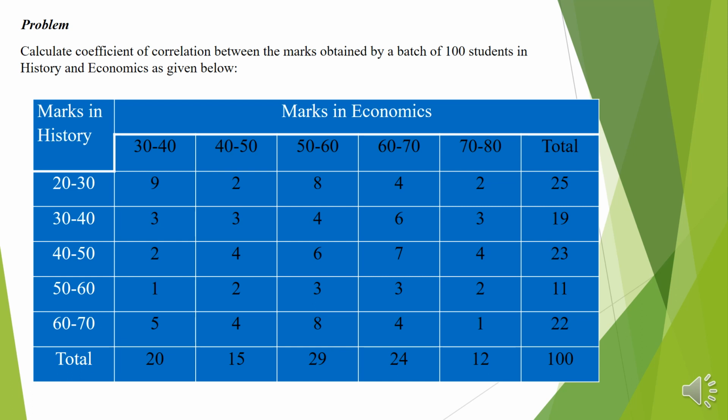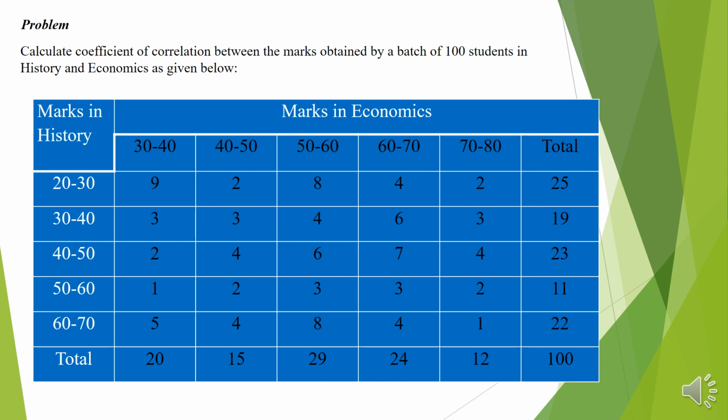Then 50 to 60 in history, there is only one student who scored 30 to 40 in economics, and there are 2 students who have scored 40 to 50 in economics. Then 50 to 60 in history, there are 3 students who have also scored 50 to 60 in economics. Then 50 to 60 in history, they have scored 60 to 70 in economics, 3. Then 50 to 60 in history, but they have scored 70 to 80 in economics, there are 2 students. Therefore, who have scored 50 to 60 in history, there are 11 students.